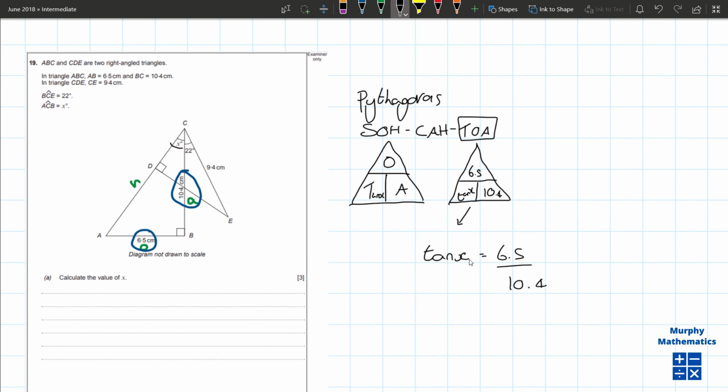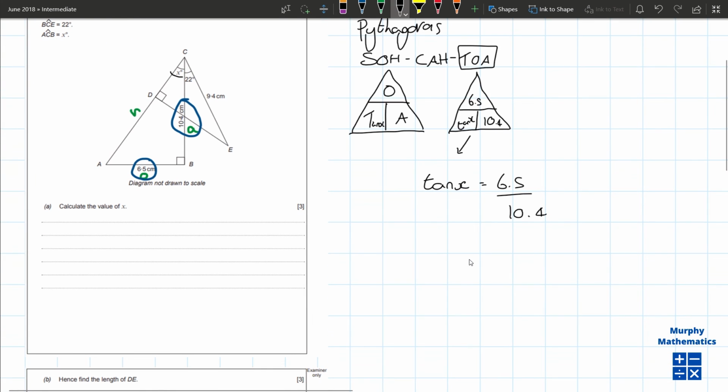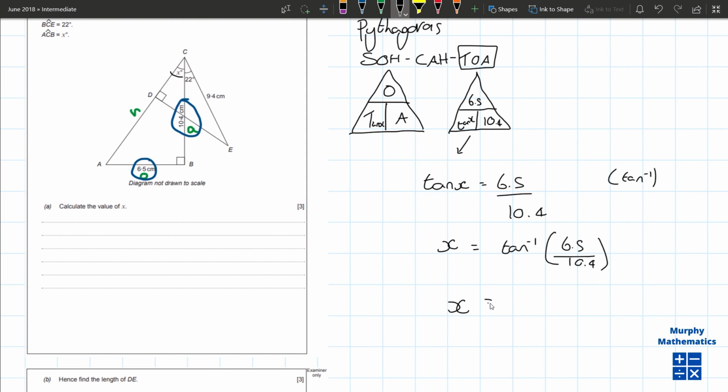So I don't want tan x, I just want x. So I've got to do the opposite of tan to get rid of it. So I'm going to tan minus 1 both sides. That means I'll be left with x equals tan minus 1 of 6.5 over 10.4. And there we go. And now I just need to put that into a calculator. And I get 6.5 over 10.4, that will give me 32 degrees.